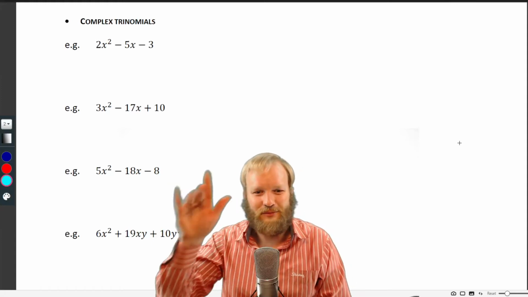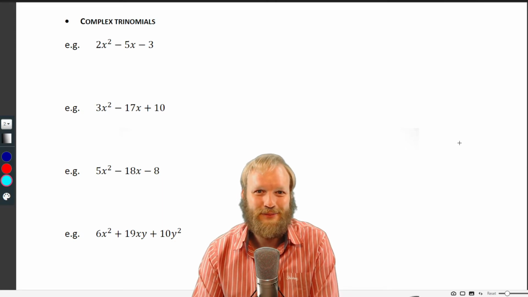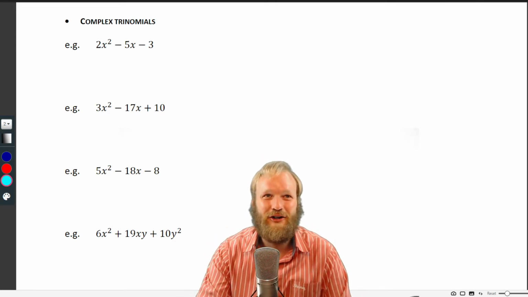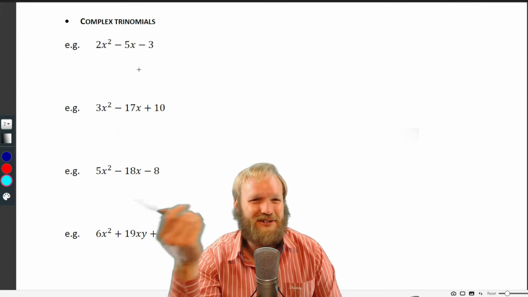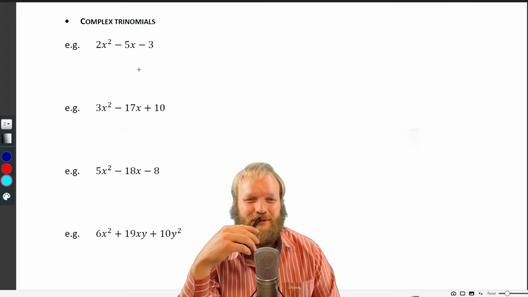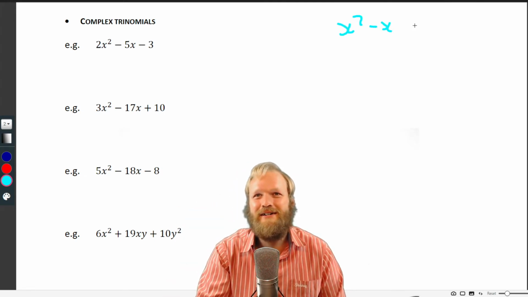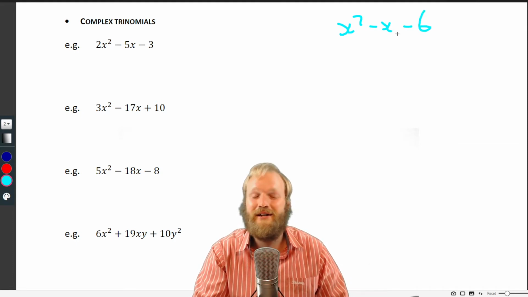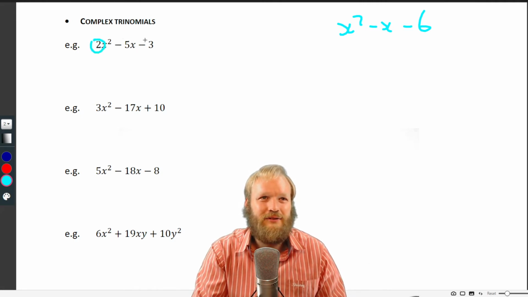Okay, enough of things being simple. Are you ready for things to get complex? Yeah, right. So, complex trinomials. Now, these already look different compared to those simple ones you had before, which were like x squared minus x minus, maybe 6 or something like that. They look a lot more complicated because we've got a number there, a number here.